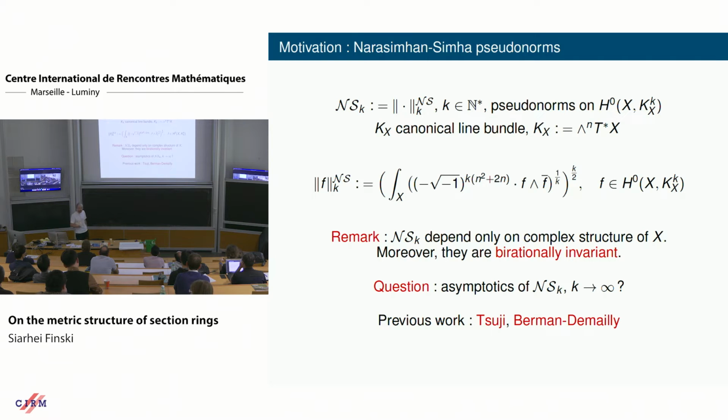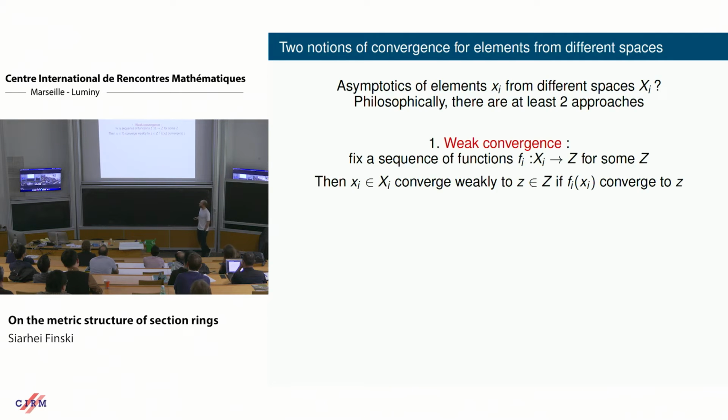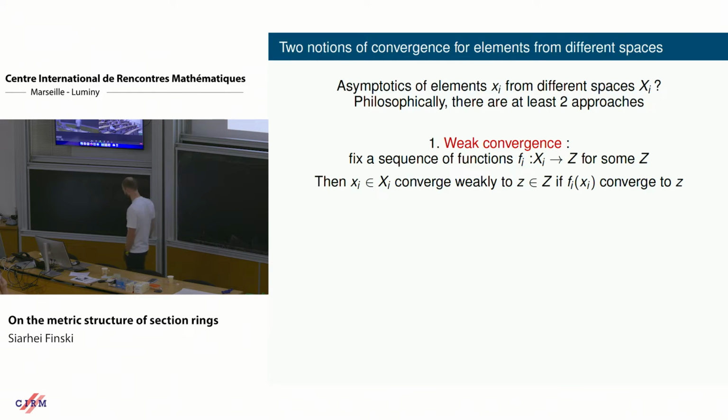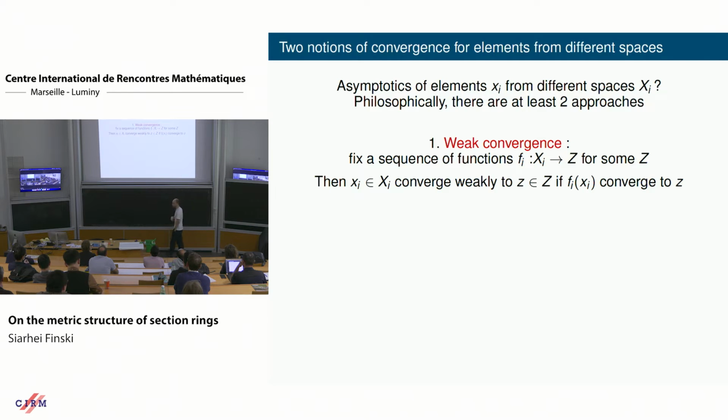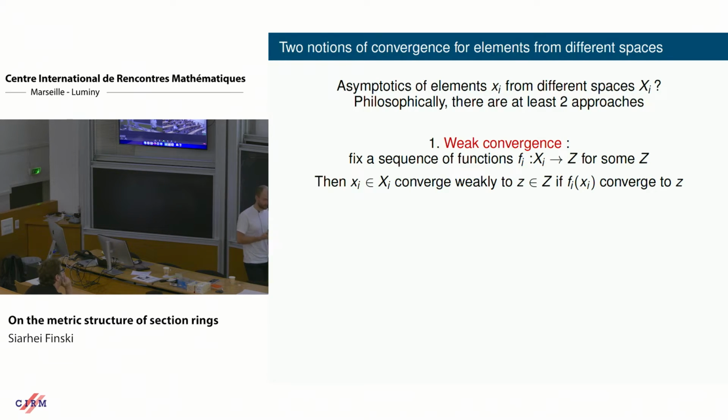So first of all, I would like to explain what I mean by this question. In other words, what I mean by considering asymptotics of elements from different spaces. And philosophically, there are at least two approaches to this question. The first one, which I will call weak convergence: to define it, you need to fix a certain sequence of functions with the same target space. And then you say that a sequence of elements converges weakly to an element from this target space if the associated functions, the values of your elements under those functions, converge to an element in Z. Okay? This is what I will call weak convergence.